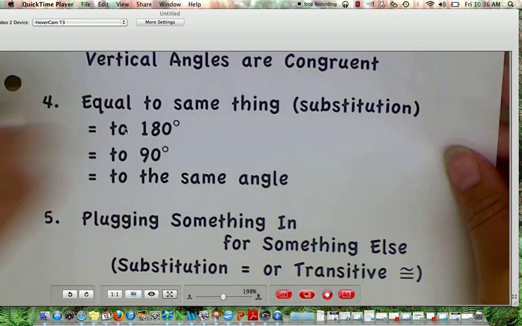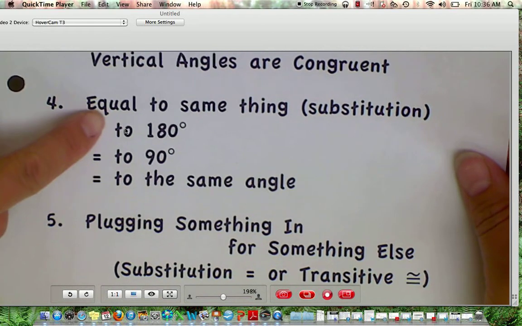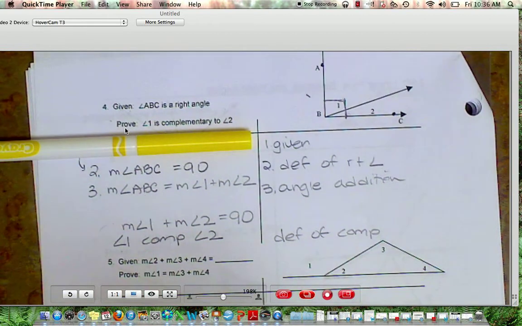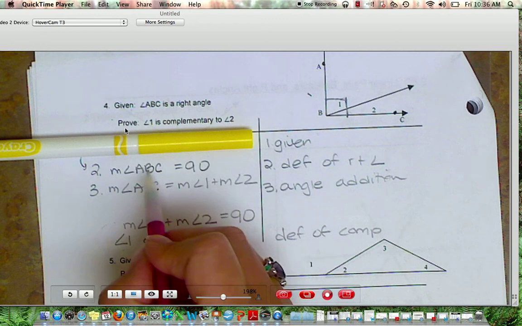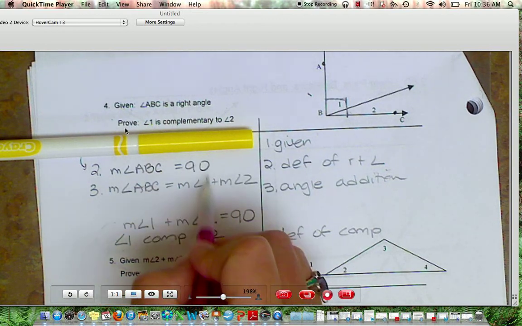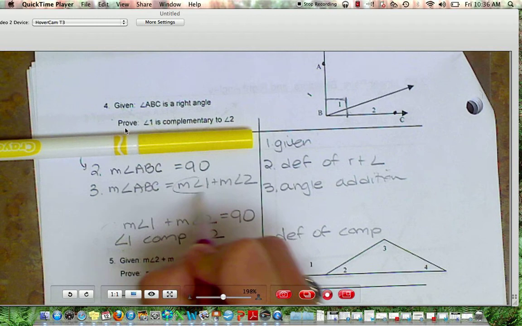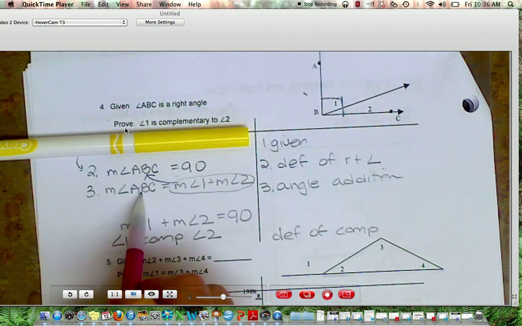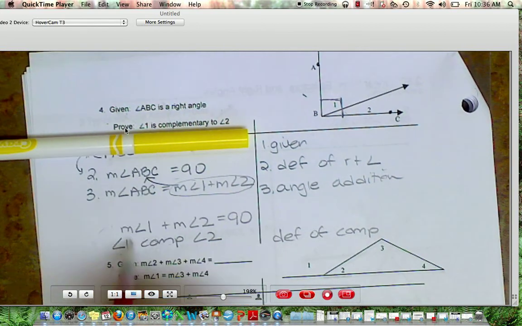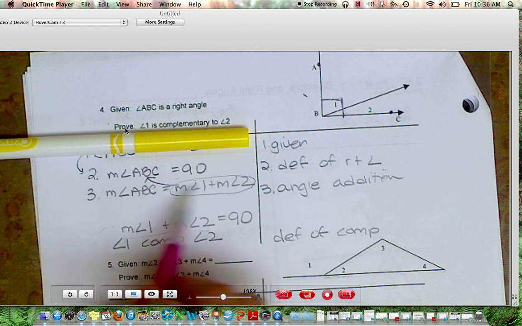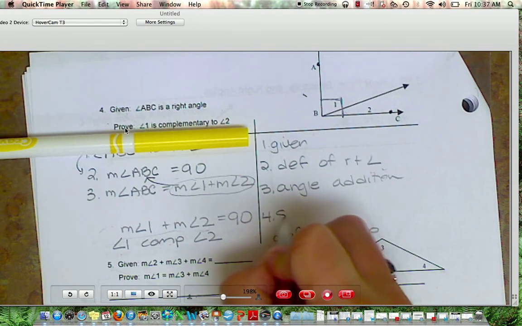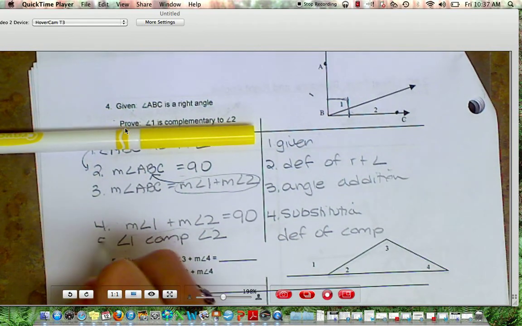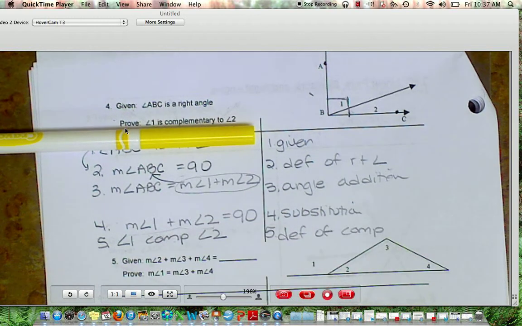Equal to the same thing. In this case, they're both equal to not 180 or 90, but to the same angle, which is ABC. So what we can do if they're both equal to ABC is set them equal to each other. And basically what we're doing is we're taking that 1 plus 2 and putting it in place of that ABC right there. Because it's equal to ABC, you can put it in place of ABC, and that's how it got there on the left side. When we put that in place of that, then that is going to be substitution 4. And then we convert it back to a wordy statement.